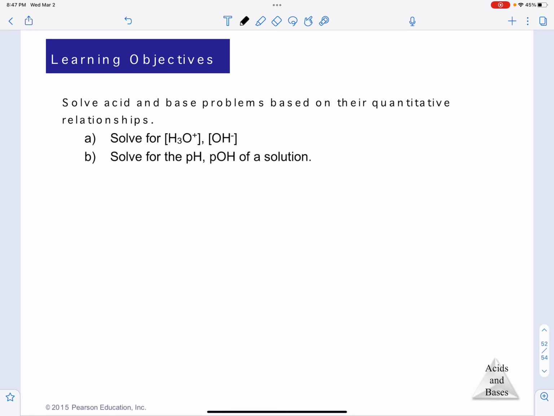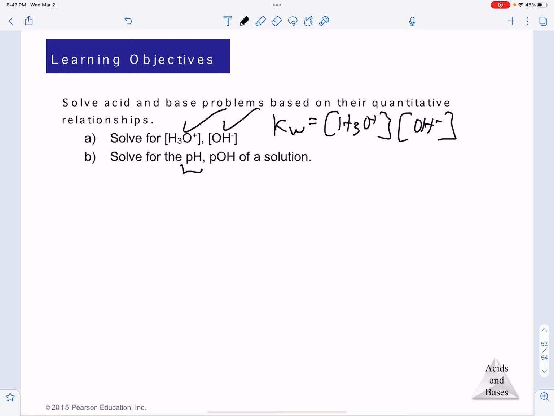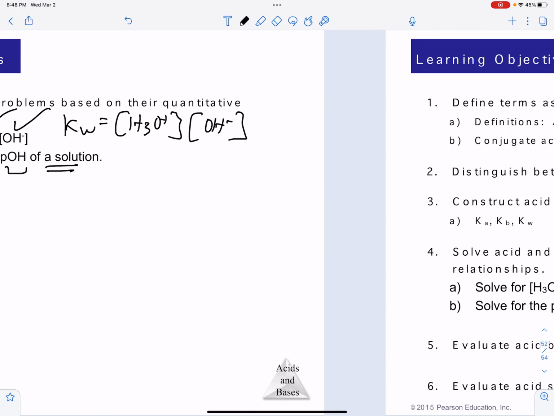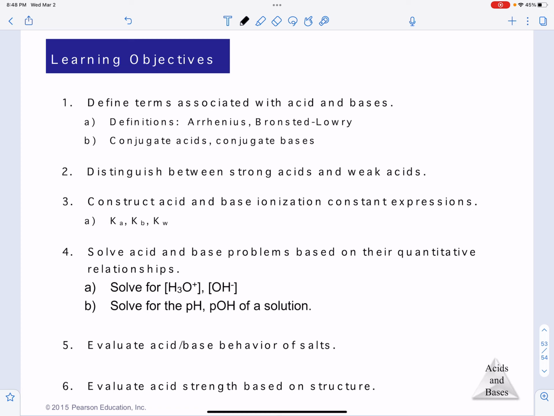And with that, we come to the end of this section and the end of the chapter. So we know how to solve for hydronium or hydroxide, knowing that Kw equals their products. And we also know now how to find the pH or pOH of a solution. We know how to do it if we are dealing with a strong acid. And now we just learned how to do it by using the Ka if we're dealing with a weak acid. And with that, we come to the end of the chapter.